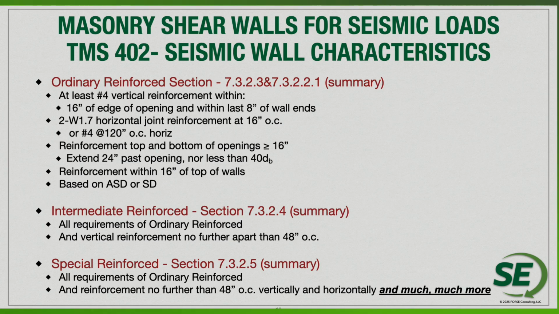All that we require once we go to that step is to make sure that our vertical reinforcement is no further apart than 48 inches on center. You see, because for ordinary reinforced masonry shear walls, the reinforcement can be much further apart than 48 inches on center. I've certainly seen designs at 6 feet or 8 feet on center for ordinary reinforced masonry shear walls. But if we want the higher response modification factor and higher ductile performance, we know that we need to tighten up that vertical reinforcement a little bit.